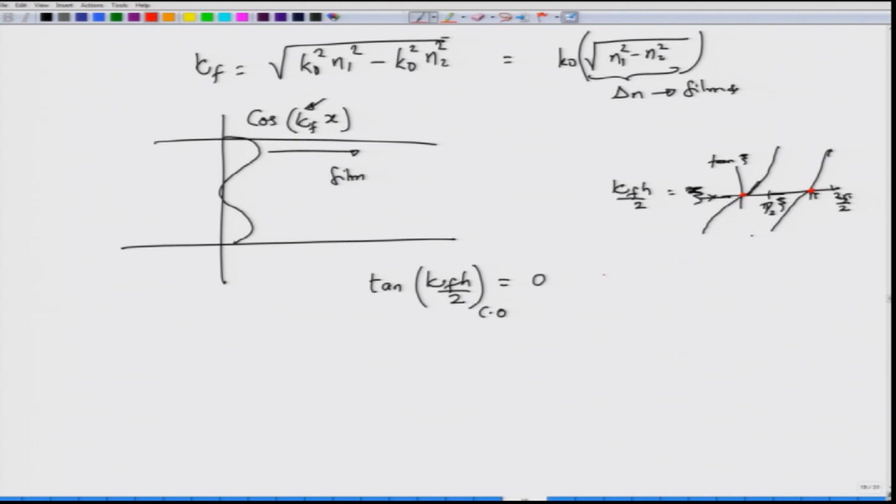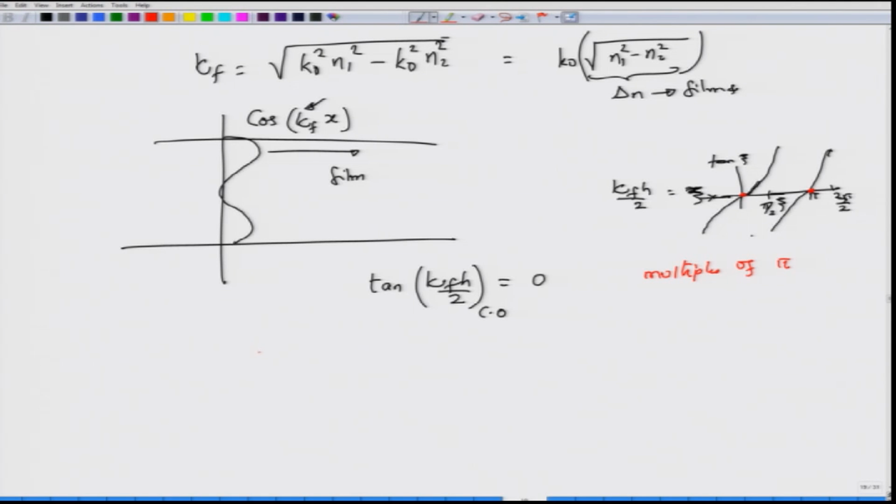So, it is in fact satisfied at all multiples of pi, odd as well as even. These are the conditions for tan of kappa f h by 2 being equal to 0, because it goes through 0 at all these multiples of pi. Remember tan is actually sine by cos, so wherever sine goes to 0 and cos is non-zero, that is where tan goes to 0. Now, is this any helpful to us?